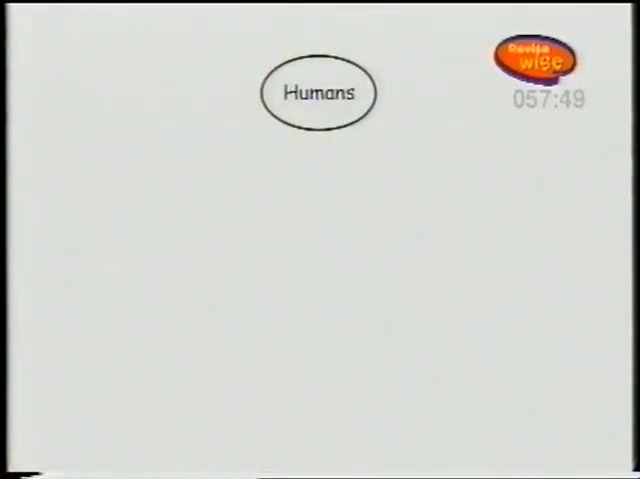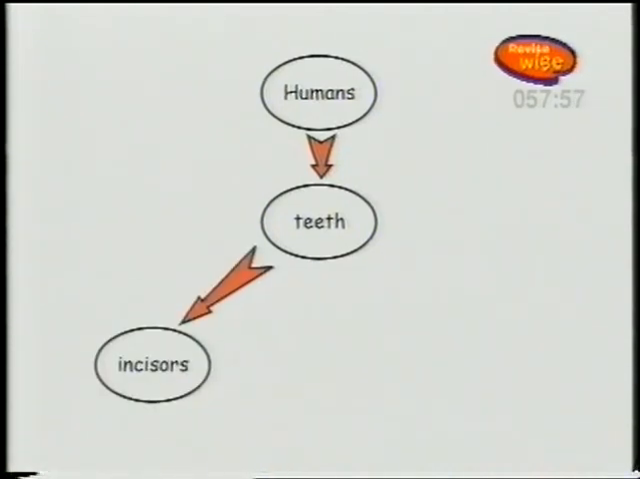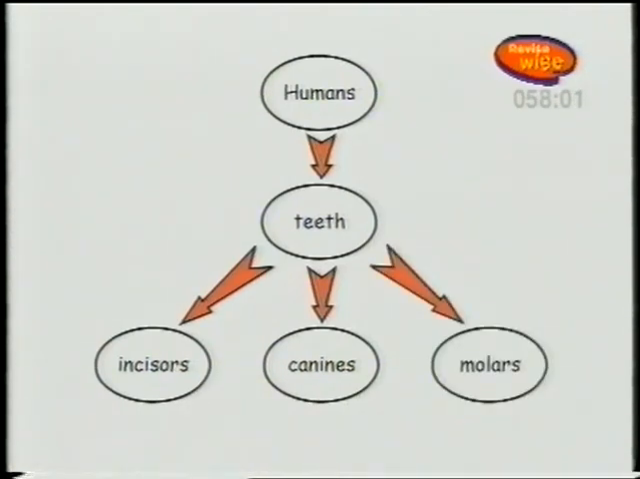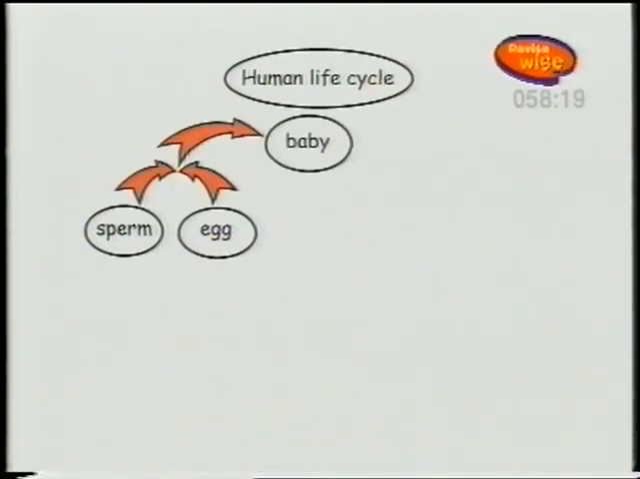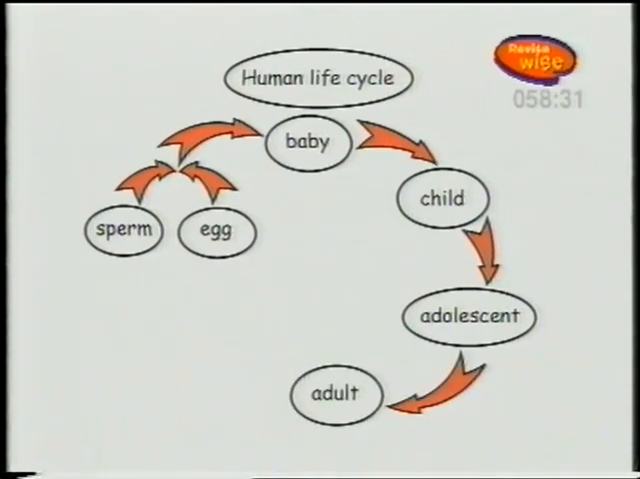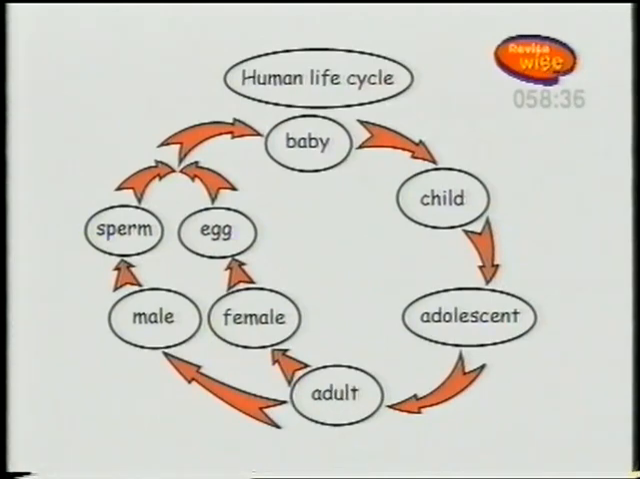So now it's time to check what keywords we've got to put in the memory bank. Humans are part of the animal kingdom. Humans have teeth, incisors for cutting, canines for stabbing, and molars for chewing and grinding. The human life cycle starts with the sperm fertilizing the egg. The fertilized egg develops in the woman's womb and becomes a baby. The baby is born and grows into a child. The child becomes an adolescent, who becomes an adult, who in turn produces sperm or eggs. And don't forget, to stay in good health, you have to keep yourself and your environment germ-free.